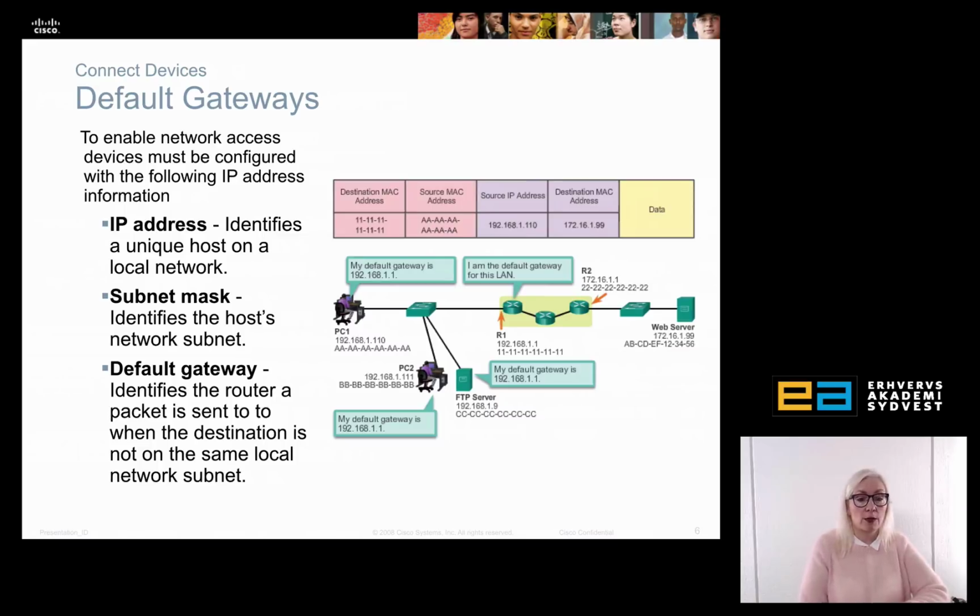On the computers themselves, they also have the default gateway put in, which is typically the address of your router, because the router will then take care of the packet and send it on to other networks. So when you configure your different devices on your network, you put in an IP address, a subnet mask, and then typically the address of the default gateway.